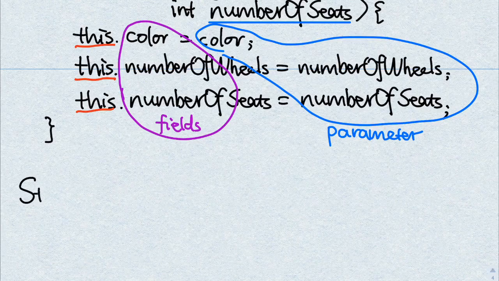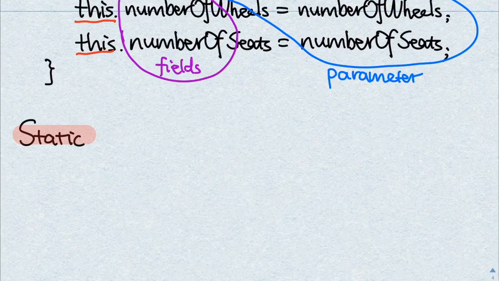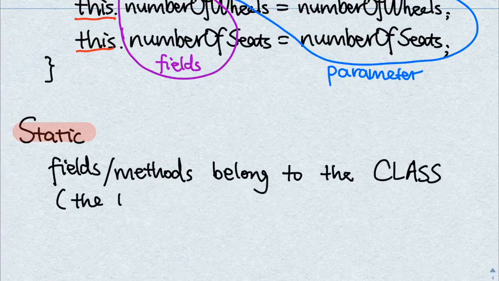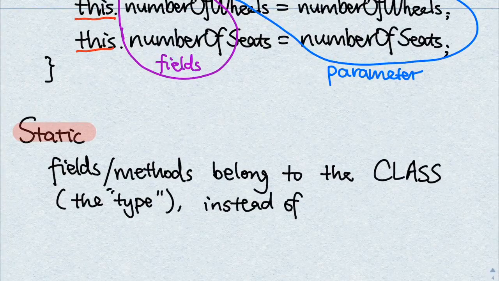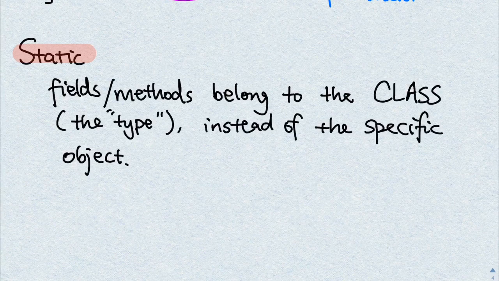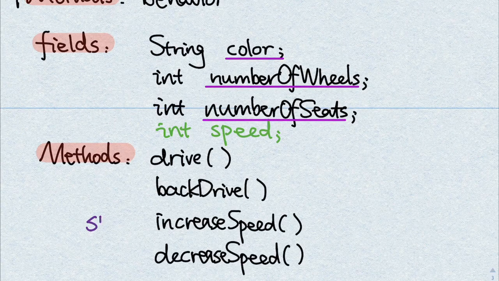At last, let's talk about the keyword static. The keyword static is used to describe the fields and methods that belong to the class, which is the type, instead of a specific object. These fields or methods are usually common characteristics of a type that will not vary among different individual objects. For example, let's assume that all cars can drive, increase speed and decrease speed, but some cars cannot backdrive. As a result, we can put the static keyword before the methods of drive, increase speed and decrease speed because they are common characteristics of all cars.